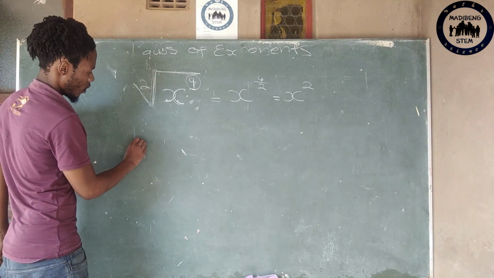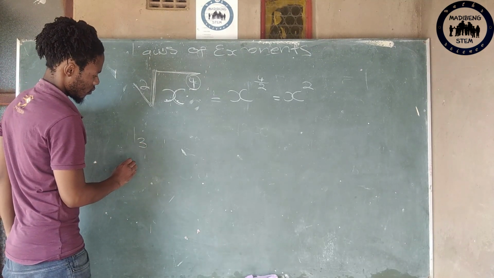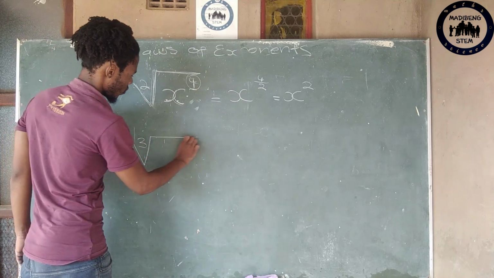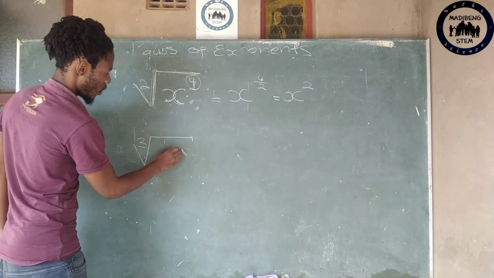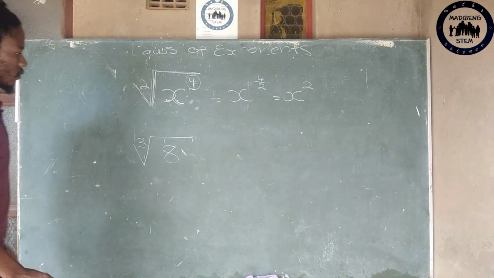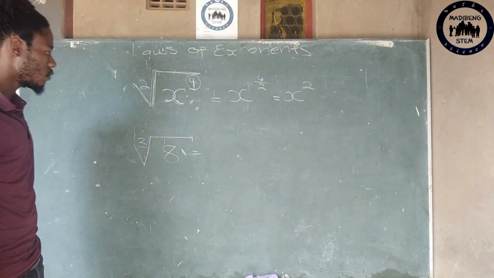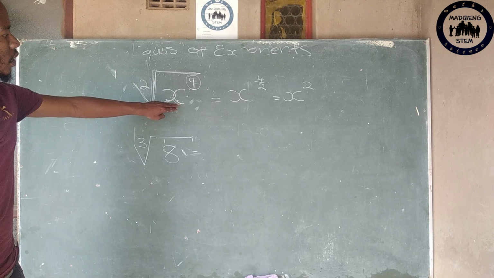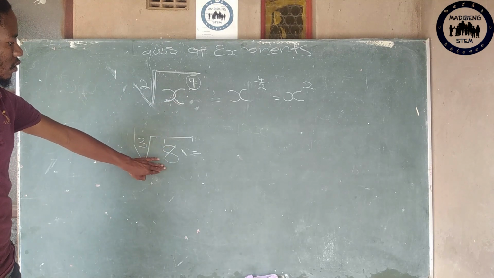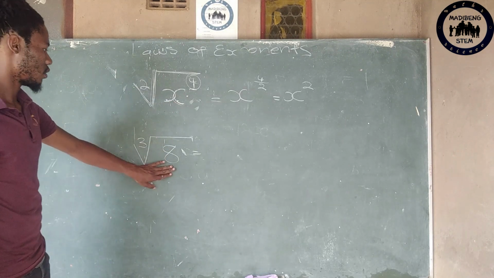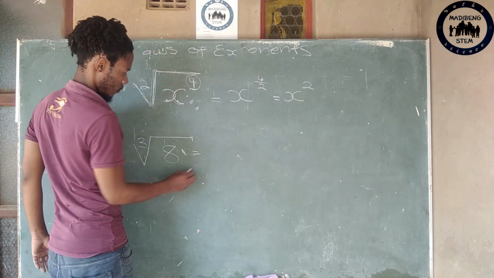So what if we have this? What if we have this now? Simplify this. Here it's a variable, you see, and here is a number, guys. So how do you do this?